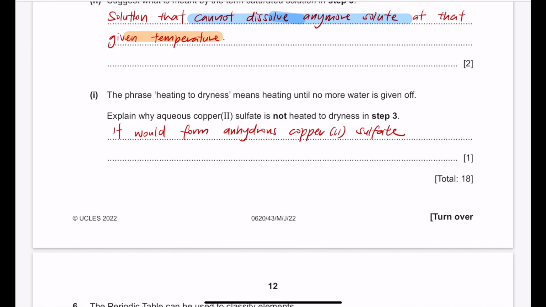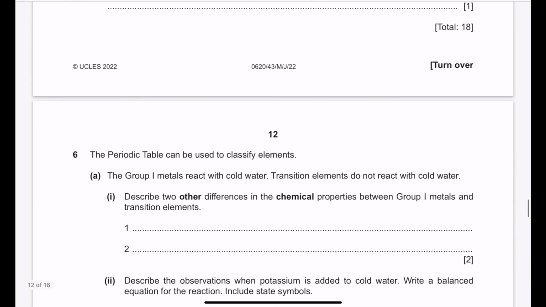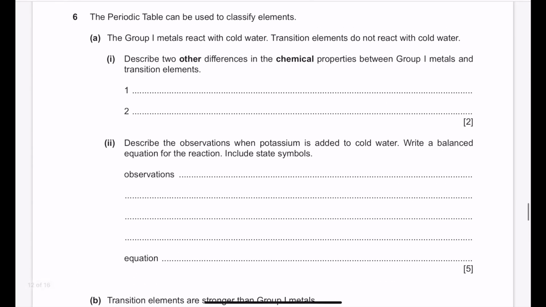Okay. Remember, all crystals are hydrated compounds. Next one. See, given to you periodic tables. So you see, describe 2 other differences in the chemical properties between group 1 and transition elements.